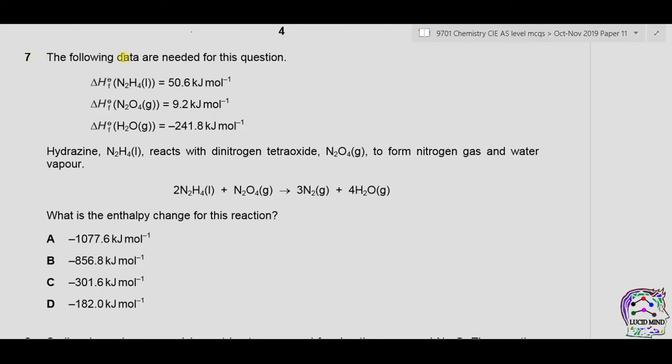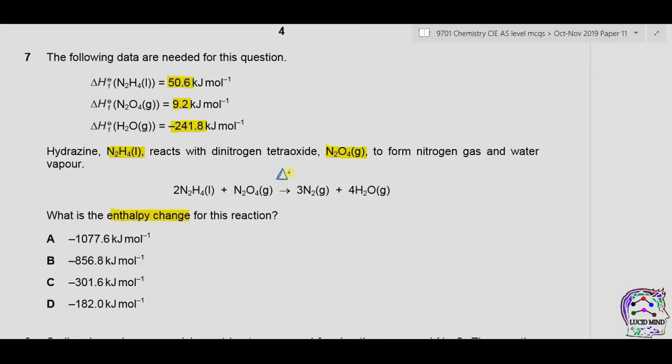Question number 7. The following data are needed for this question. First is the enthalpy of formation of N2H4 liquid. It is 50.6 kilojoules per mole. Second is enthalpy of formation of N2O4 gas, which is 9.2 kilojoules per mole. Third is enthalpy change of formation of water gas, which equals -241.8 kilojoules per mole. Hydrazine, which is N2H4 liquid, reacts with dinitrogen tetraoxide N2O4 gas to form nitrogen gas and water vapor. The equation is given. What is the enthalpy change for this reaction?